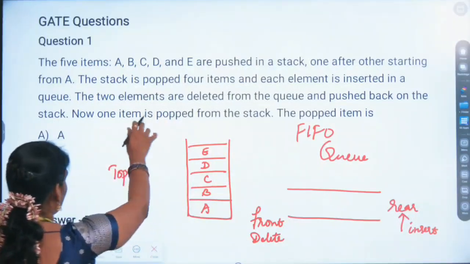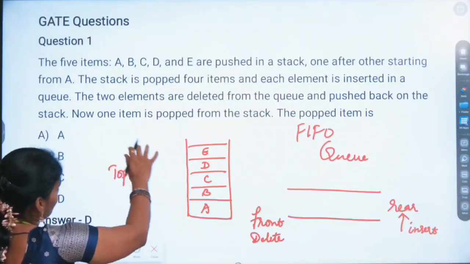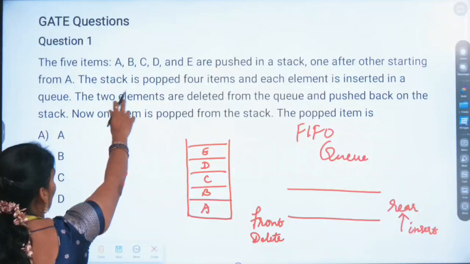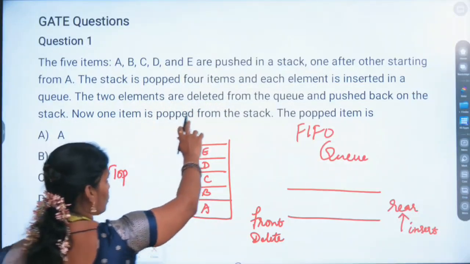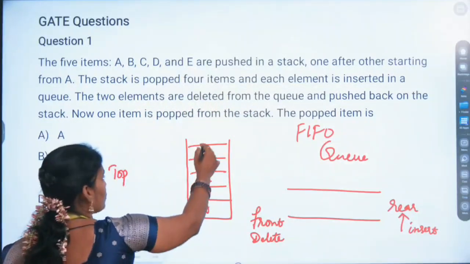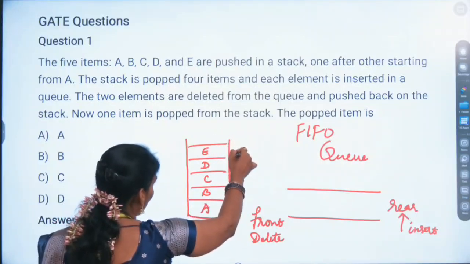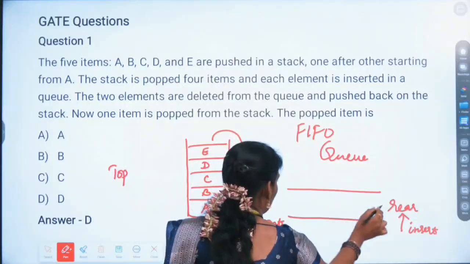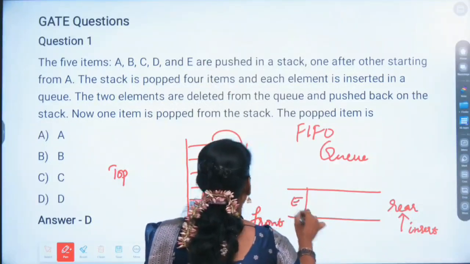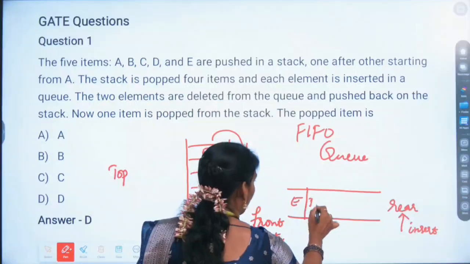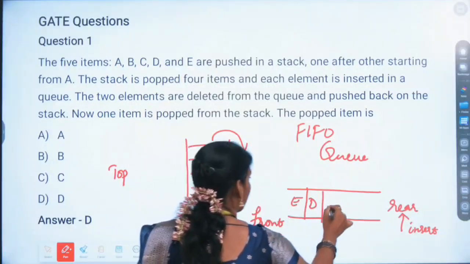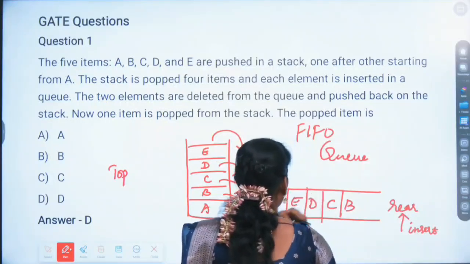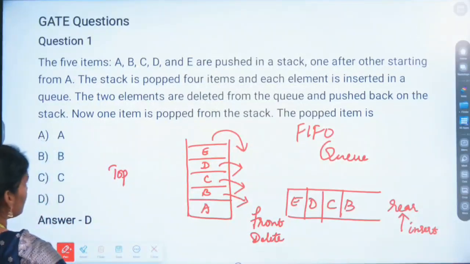Here in the question, we have to push 5 items into the stack, and after inserting, we have to delete 4 items from the stack, and those items should be inserted in the queue. So now we are going to pop 4 items from the stack. The first item is E, insert it into the queue. Then the second item is D, third item C, and fourth item is B. Now we have inserted all the 4 items into the queue.